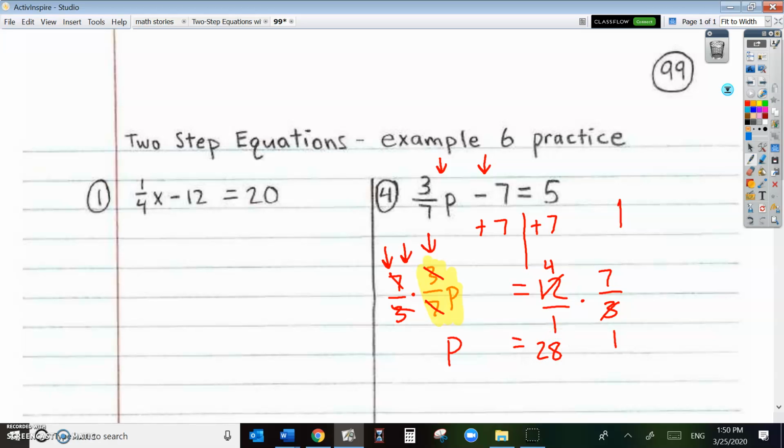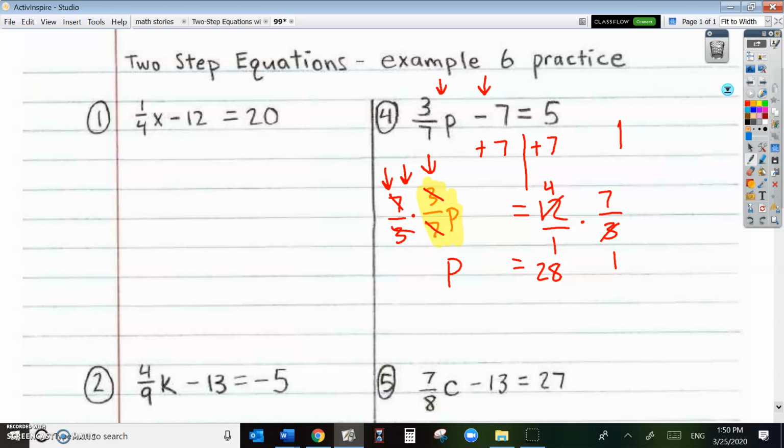Now check 28 in that. Three over 7 times 28 over 1 minus 7 equals 5. Cross cancel the 7 and the 28. That equals 1. That equals 4. 3 times 4 is 12. 12 minus 7 is 5.